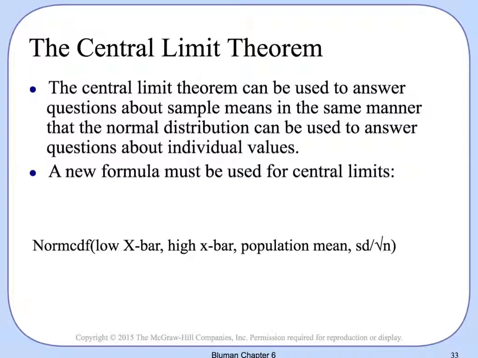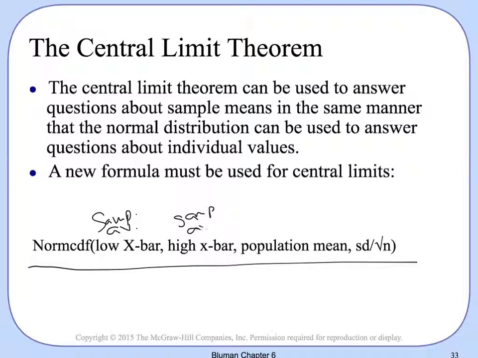All right, here's the big thing. Here's our new formula. We're still using NormCDF. What goes in first? The low value, right? But I put low x bar. What is x bar again? I just told you. Sample mean. So instead of the low data value, it's the low sample mean. This is the low sample average, if that helps you. This would be the high sample average, because we're comparing averages now.